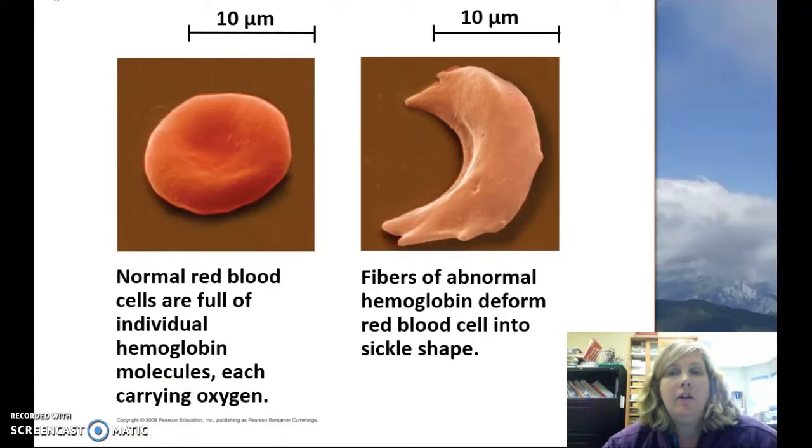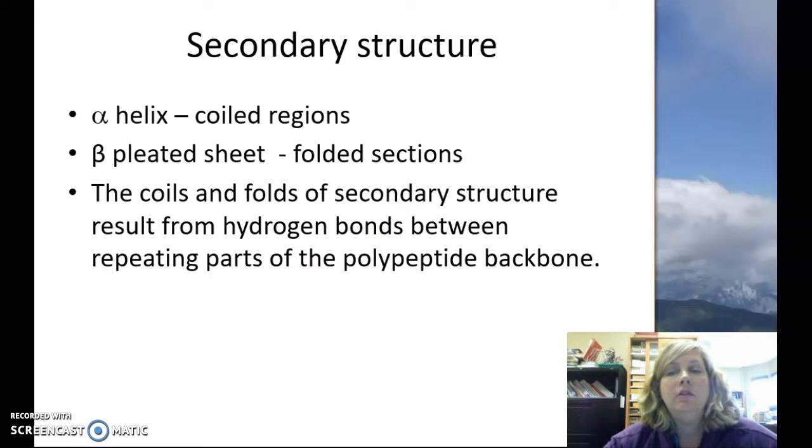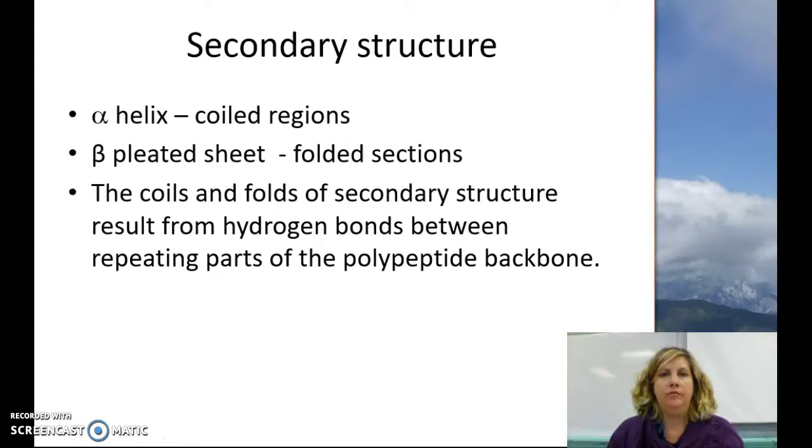So there's just a diagram again of normal red blood cell versus a sickle cell red blood cell, and that's all caused from the change of one single amino acid. Secondary structure, there are 2 different types of secondary structure, alpha helix. Alpha helices are coiled regions, so they are things that spin around and have a regular structure.